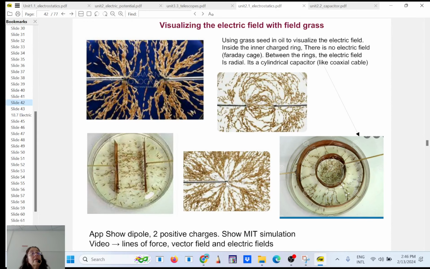And now you have only one electrode. Let's say it's positive. Can you see here how you visualize the electric field? Do you see that? And all those little seeds are not conducting. They're going to twist, align themselves with the electric field, and be polarized.